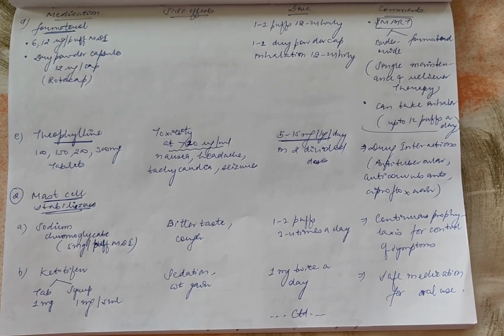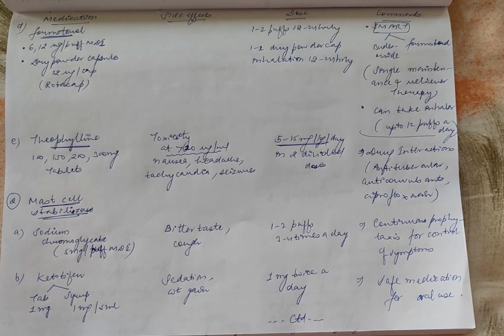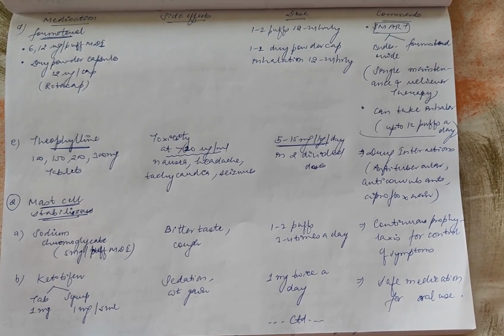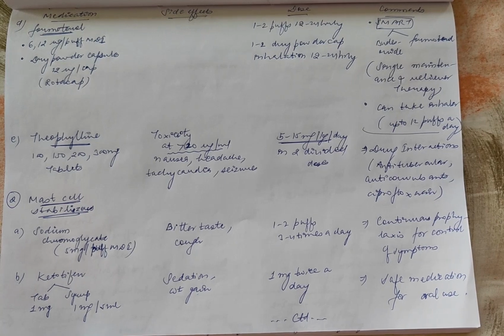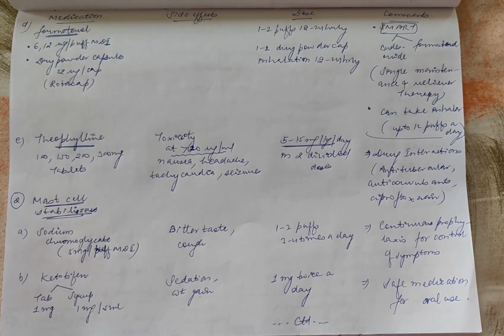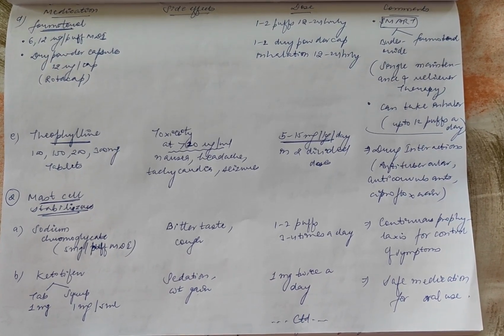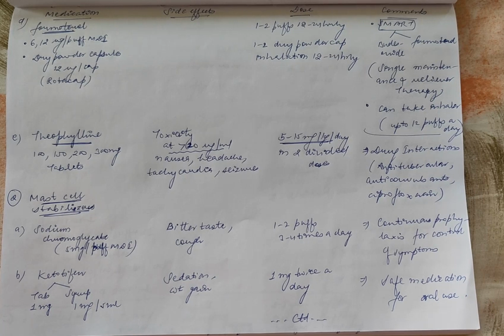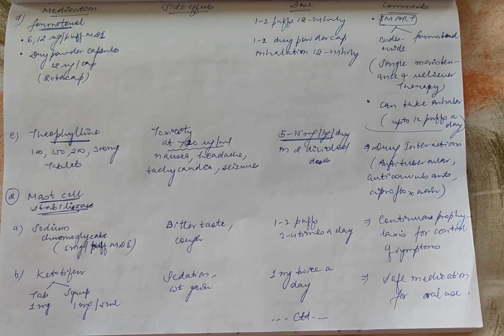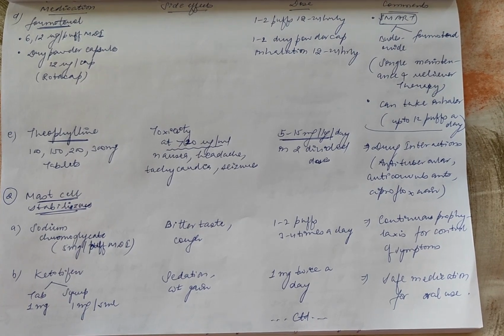Since both salmeterol and formoterol are long acting beta agonists, these are to be given once a day or twice a day. Now, formoterol is a component of SMART therapy. SMART therapy means single maintenance and reliever therapy. These include budesonide and formoterol, and a person can take the inhaler up to 12 puffs a day.